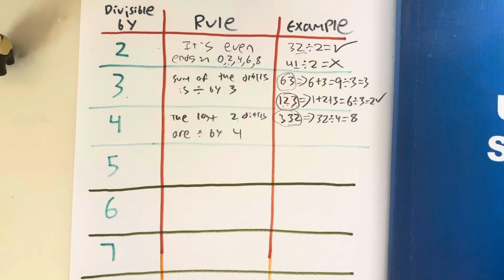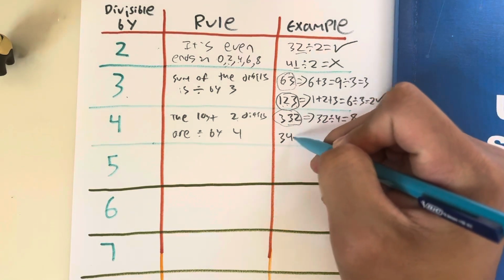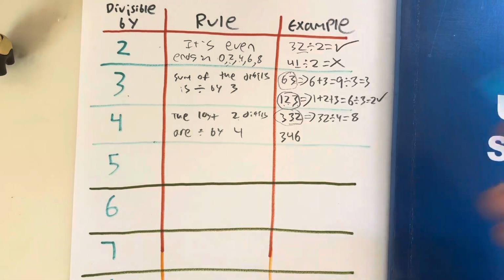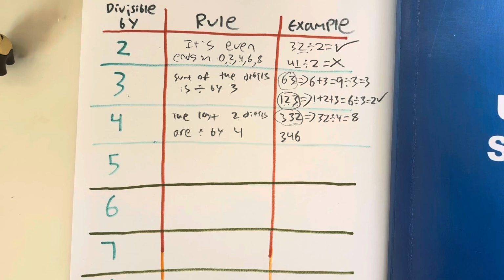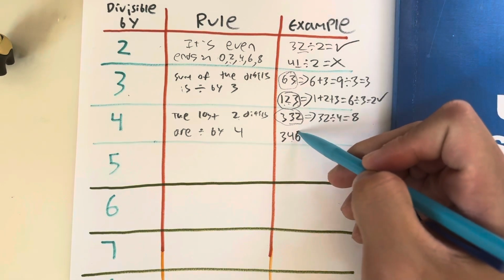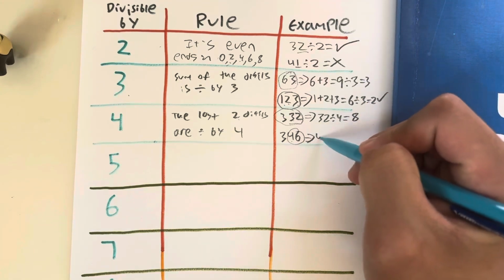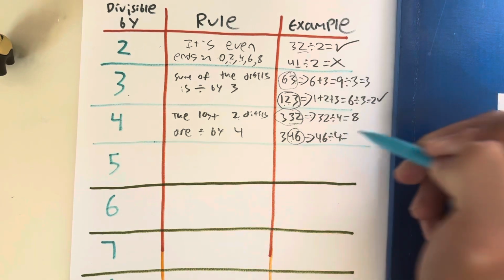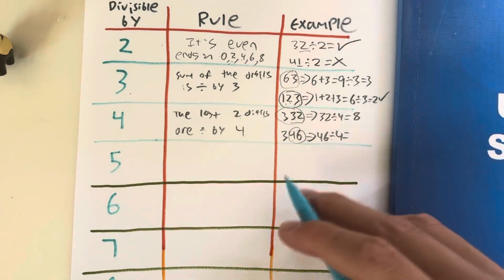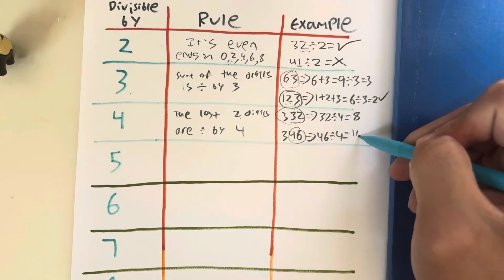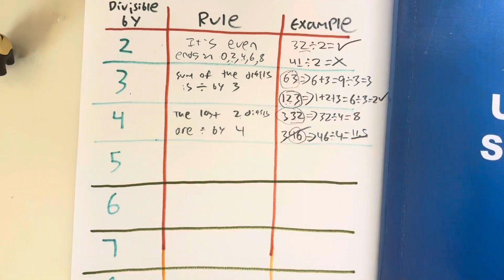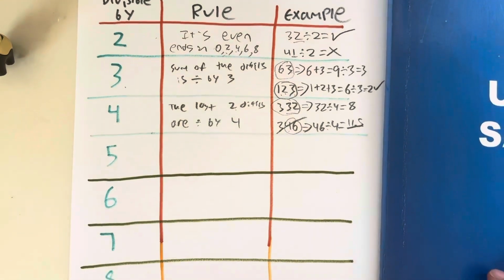Now, try this one by yourself. Let's just say you have 346. Is this divisible by 4? Give it a few seconds, try out the rule. Okay, so our last 2 numbers are 46. So we take 46 and divide that by 4. If you plug this into your calculator, this will give you 11.5, which is not a perfect number. So it means that this right here is not divisible by 4. So 346 does not work. Now, let's go on to the next one.